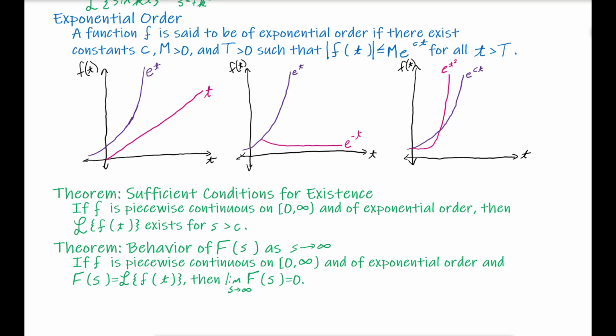So a function f is said to be of exponential order if there exist constants c and capital M greater than 0 and capital T greater than 0, such that if we take the absolute value of our function f of t, it's less than or equal to M times e to the ct for all t greater than our capital T. So basically, thinking about that graphically, we're noticing that the function t here in my first graph is of exponential order because t is less than e to the t always.